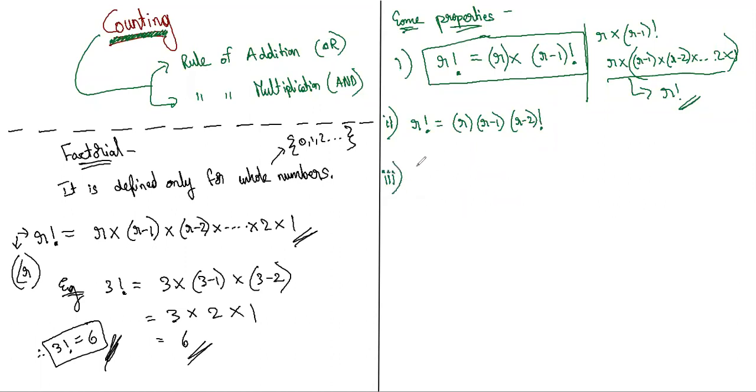Third point. This is important. 0 factorial is equal to 1. This is defined. Definition of 0 factorial: 0 factorial is defined as 1. So till the time I teach you anything further, you can remember this as an axiom, either as a definition or as an axiom, whatever you want.